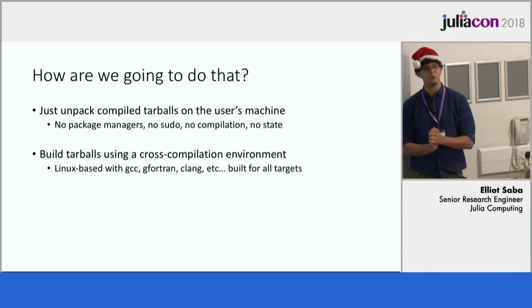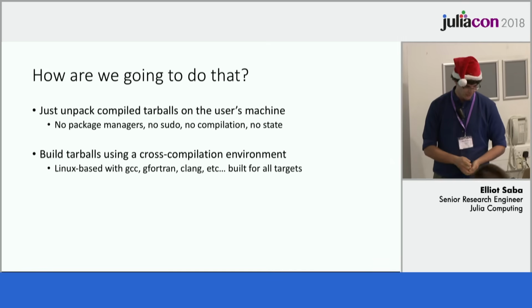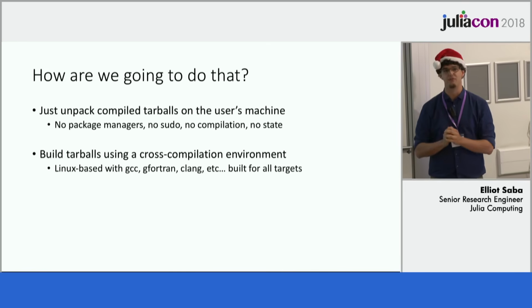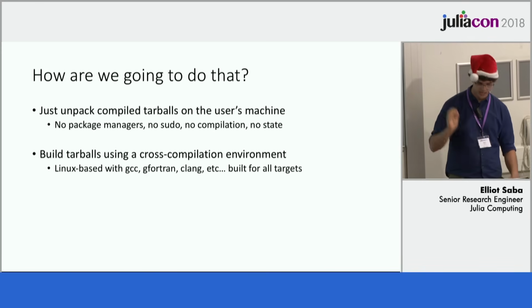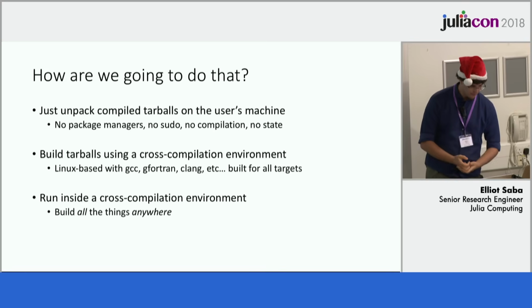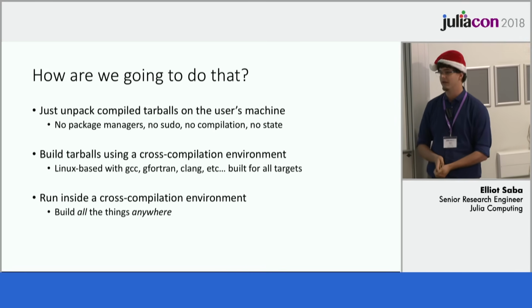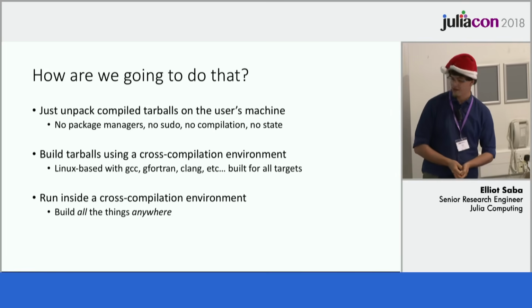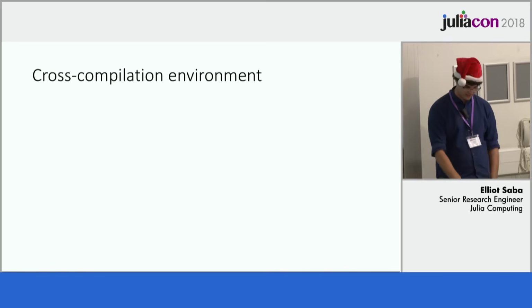To do this, we're going to build those tarballs using a set of cross-compilers. We'll make a little Linux image that has cross-compilers for Windows, cross-compilers for ARM, AArch64, et cetera, built for all the targets we want. And we're going to run it pretty much anywhere that you can get access to a Linux or sometimes Mac machine. And so before I go any further, we're just going to see what this looks like.